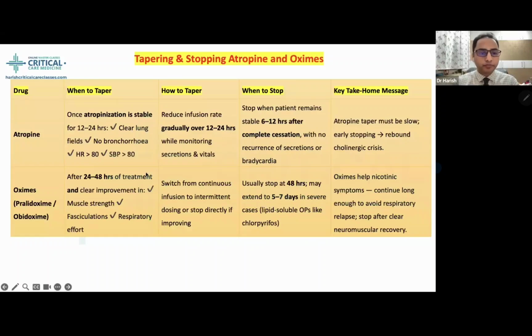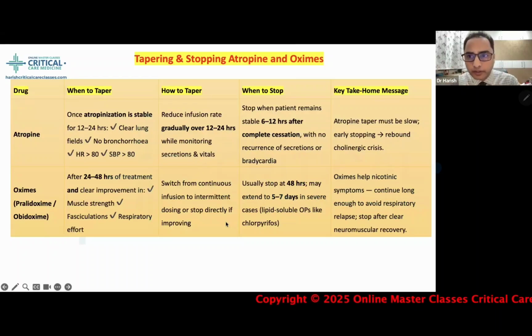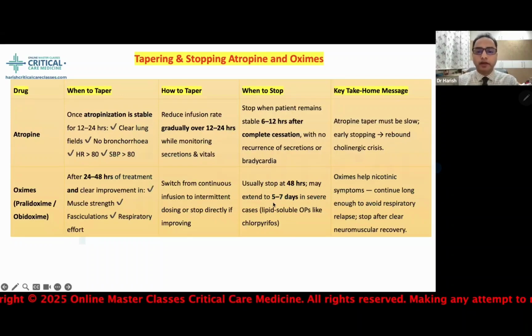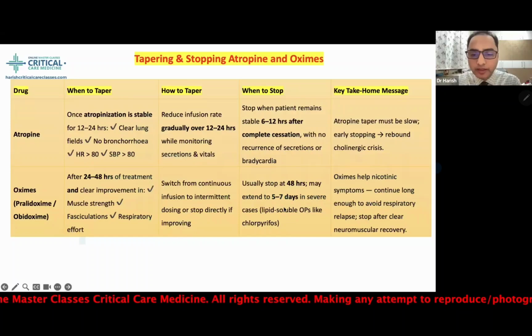For enzymes, after 24 to 48 hours of treatment and clear improvement in muscle strength, with no fasciculations and good respiratory efforts, switch from continuous infusion to intermittent dosing, or stop directly if the patient has clinical improvement of the nicotinic symptoms. Usually stop at 48 hours, but it may extend to 5 to 7 days in severe cases.